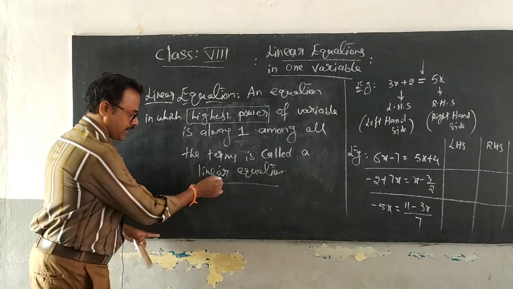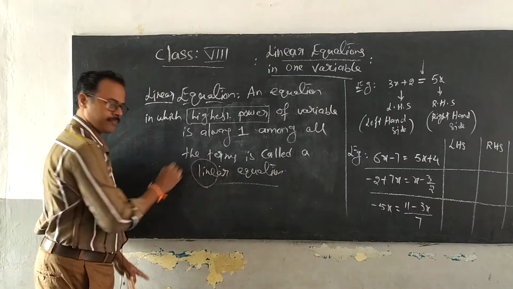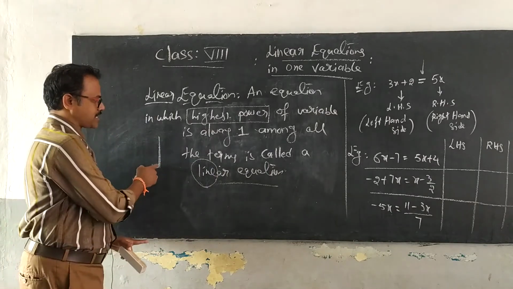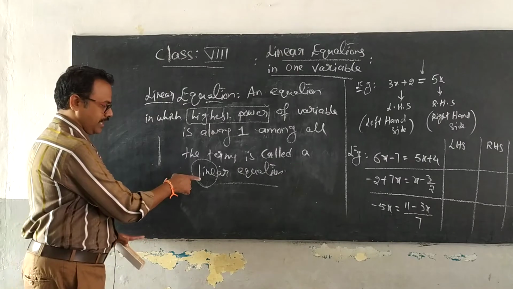You can observe here in the term linear you have a line. How will a line be? It will be straight, isn't it? So it indicates that it is 1. So linear lo line untundi.